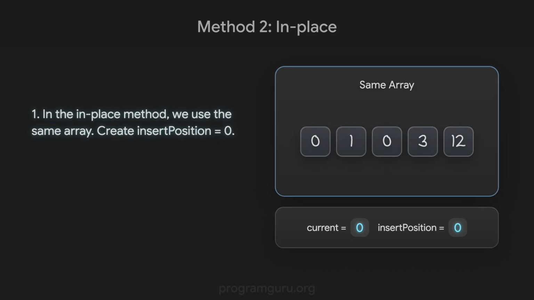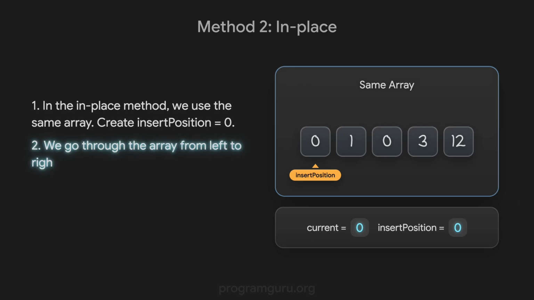We create a variable called insertPosition. InsertPosition tells us where the next non-zero element should be placed. Initially, insertPosition is 0. Now we go through the array from left to right.